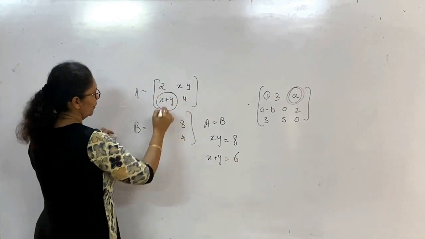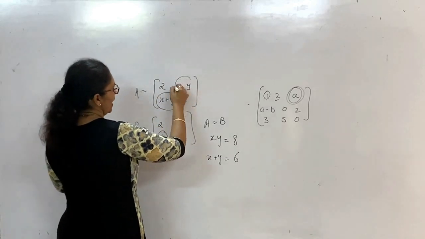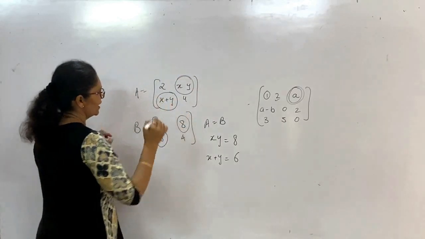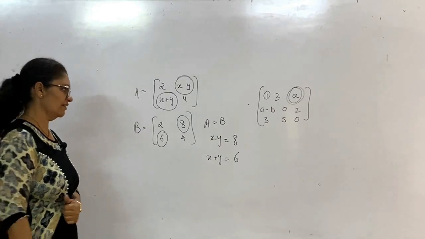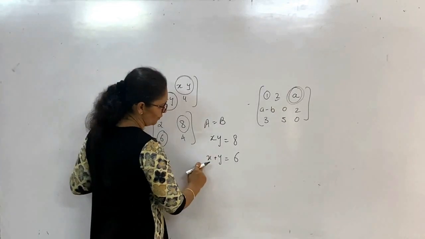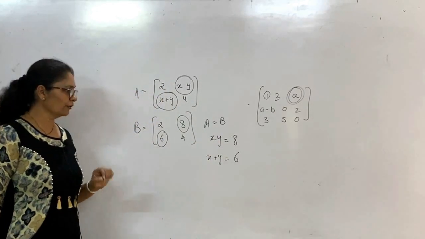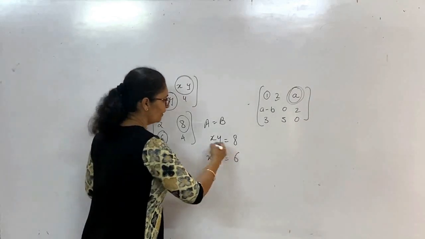Means I have to compare first element with first and second with second, xy with 8. Now we have to solve these two. So what is the solution method of it? Put in the value.